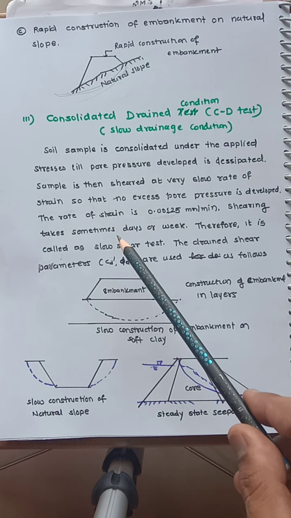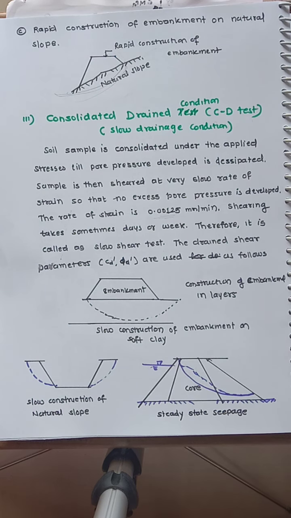But this test is a very slow test. For example, I want to conduct a direct shear test. Minimum 3 samples are to be conducted. The first sample, after assembling, has to be allowed to consolidate, just like in a consolidation test. For example, we keep the load for 24 hours. After that the shearing starts at a very slow rate, so maybe 4 to 6 hours are required. So one sample will require 1.5 days at least. Then second sample, third sample, so 1 week is gone. Therefore this test is a slow test.